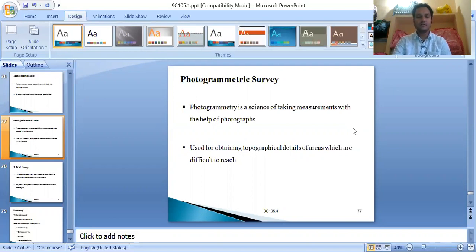It is used for obtaining topographical details of areas which are difficult to reach, which means the measurements are taken with the help of photographs, which is called photogrammetric survey. We have different types of photogrammetric surveys, which we will discuss in detail in the advanced surveying subject.